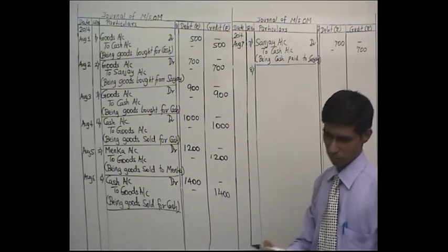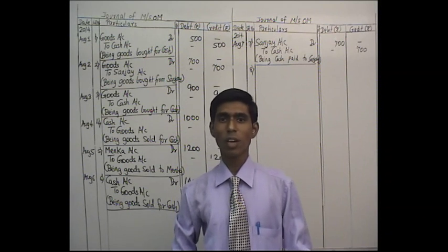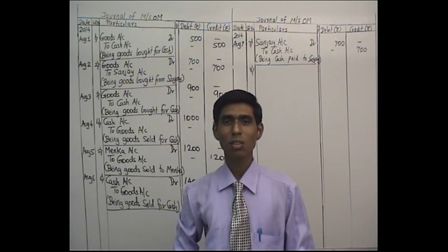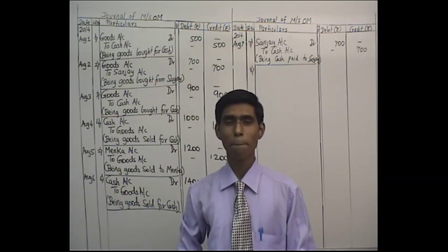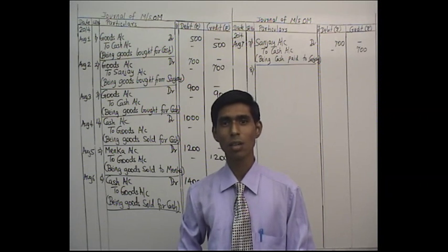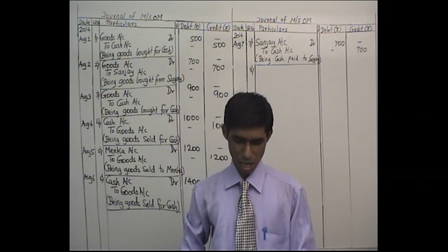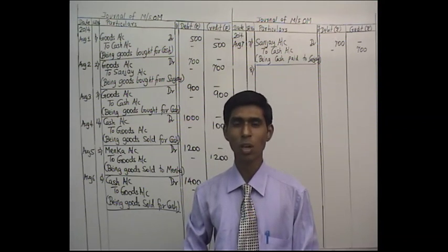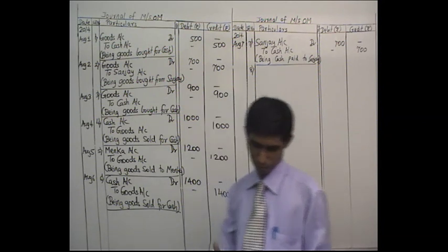8th transaction, received cash from Menka. Cash real comes in debit. Menka personal giver credit. My entry will be cash account debit 1200 to Menka account 1200.